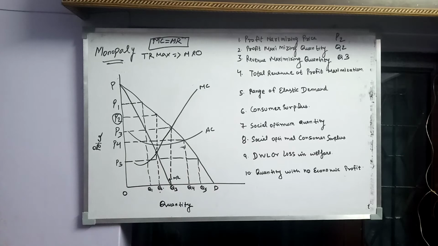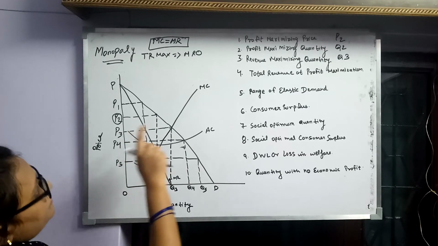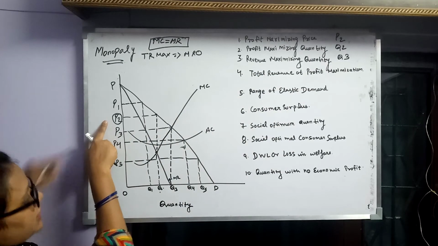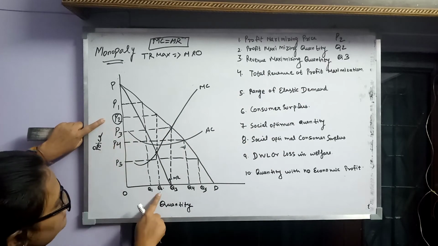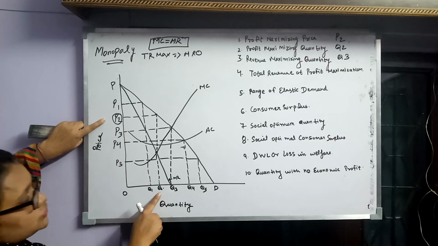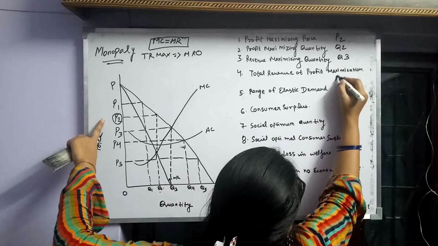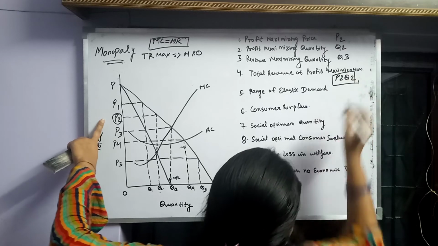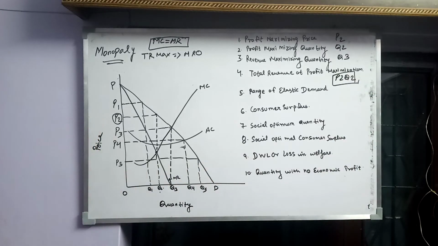Next, total revenue at profit maximization. Now we see that P2 is our profit maximizing price and Q2 is our profit maximizing quantity. So revenue will be P2 times Q2. So this is our total revenue at profit maximization.